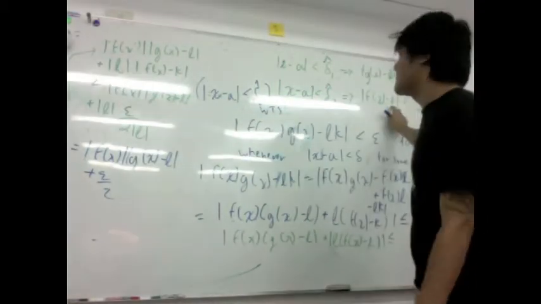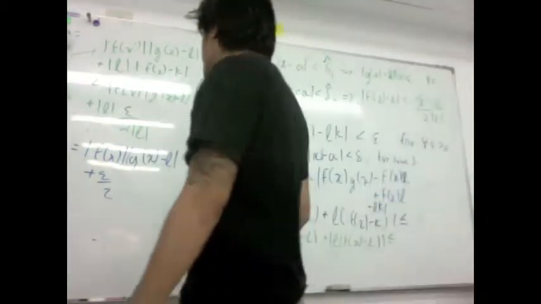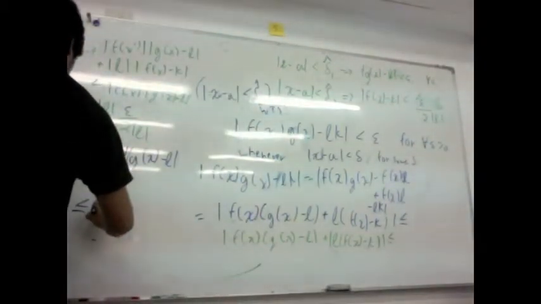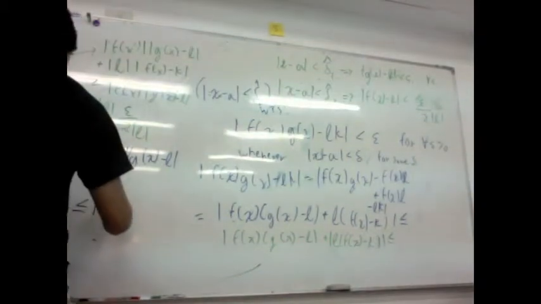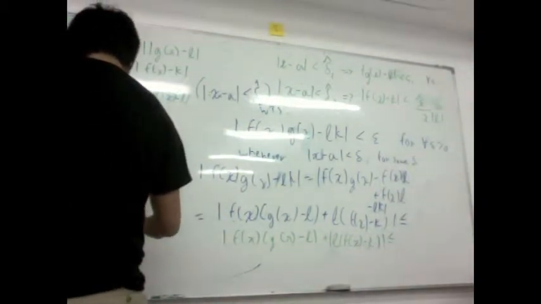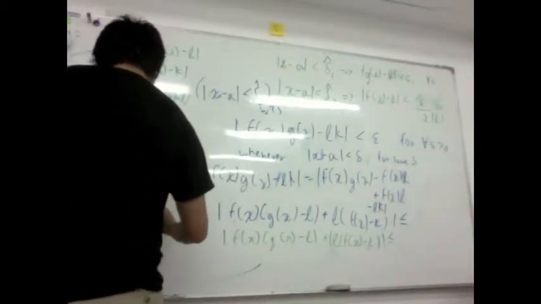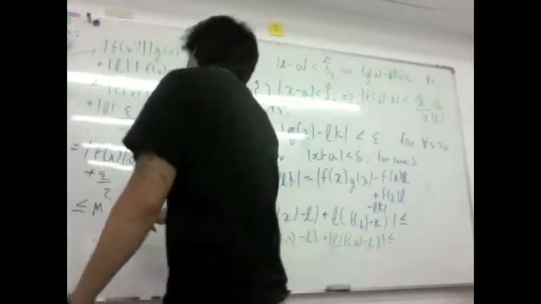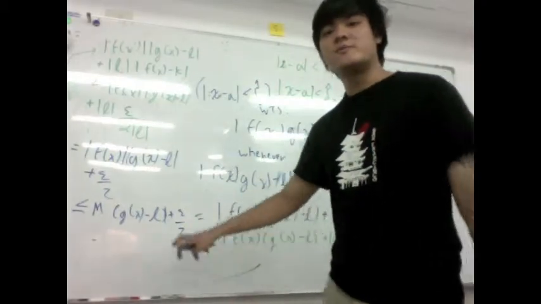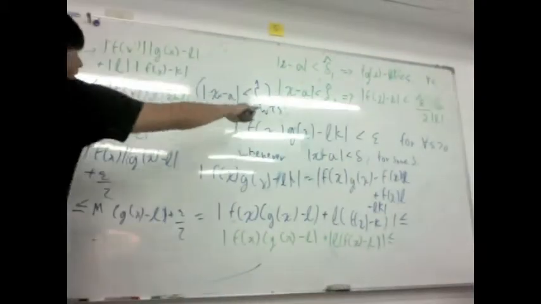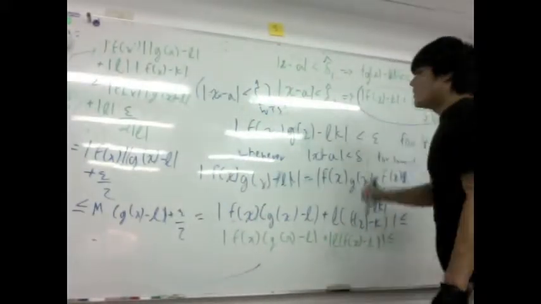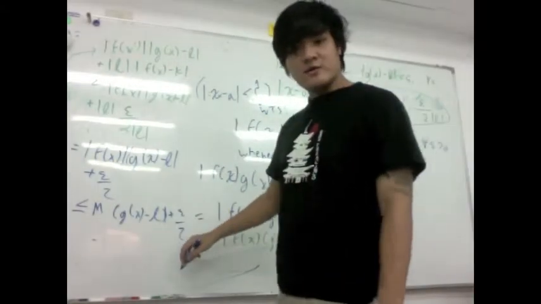And you can see through this. So we know that this is less than or equal to M times the absolute value of g of x minus L, plus epsilon over 2, for some positive constant M, using that epsilon, that f of x bowl reasoning. So, okay, what can I do here?